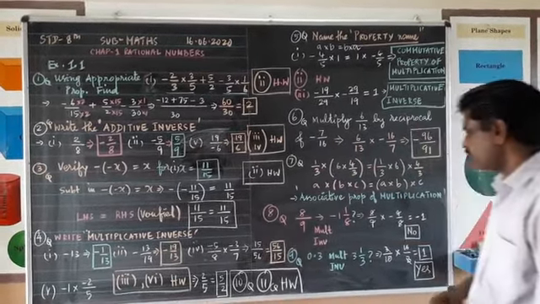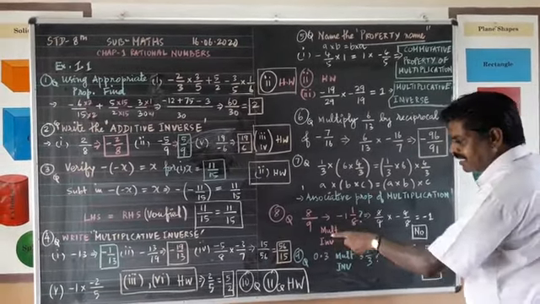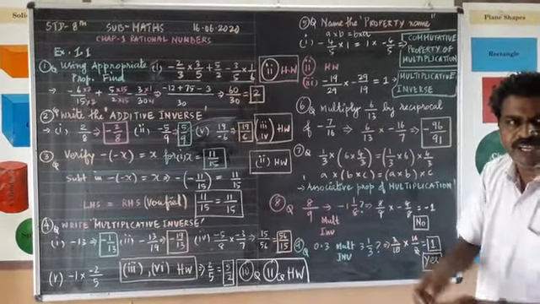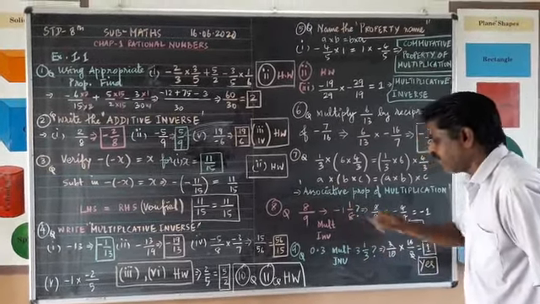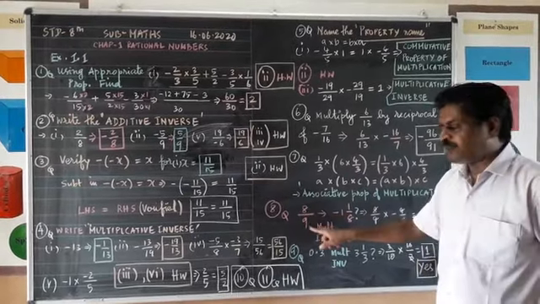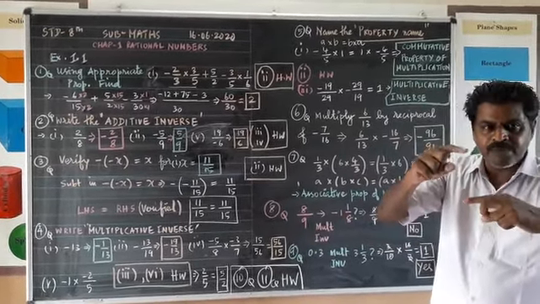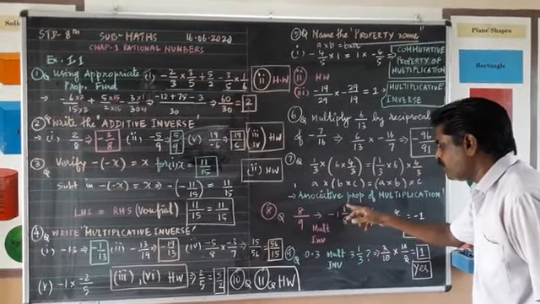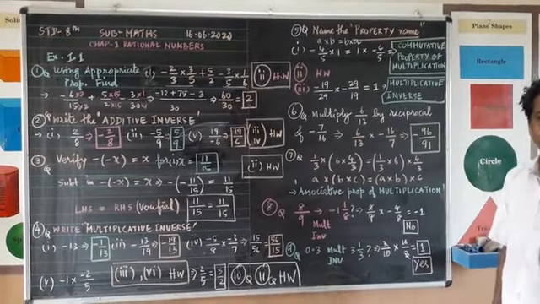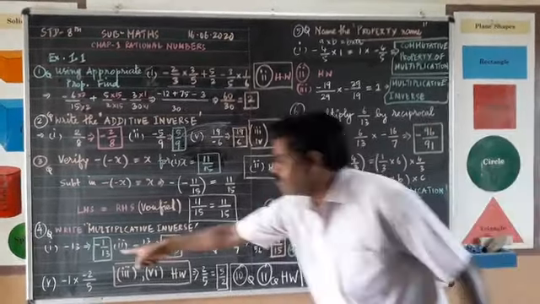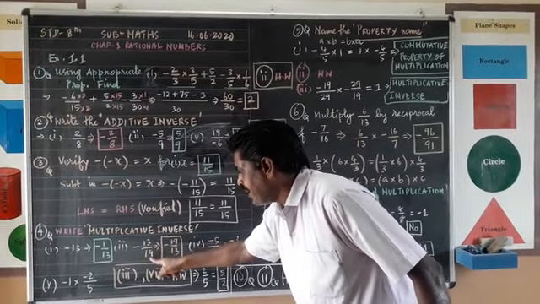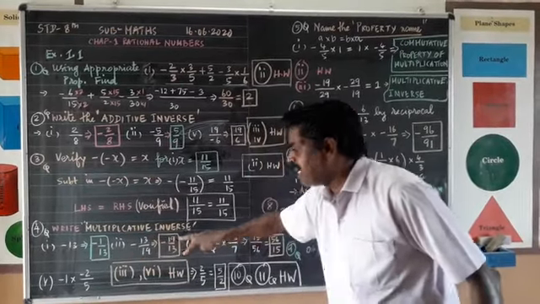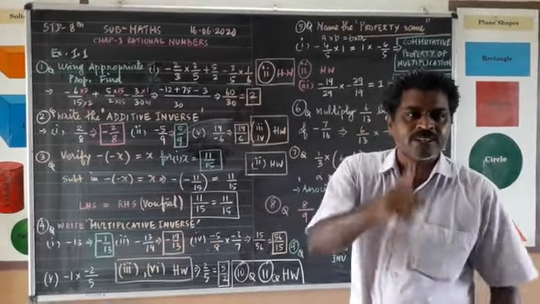Eighth question. See what they are asking. Is minus 1 upon 8 the multiplicative inverse of 8 upon 9? They are asking a question. 8 upon 9 is there. If you write the multiplicative inverse of 8 upon 9, whether you will get minus 1 upon 8, they are asking. Yes or no? Multiplicative inverse means what? When a number, like minus 13 upon 19, is multiplied with the inverse of the number with the same sign, your multiplication answer should be 1.